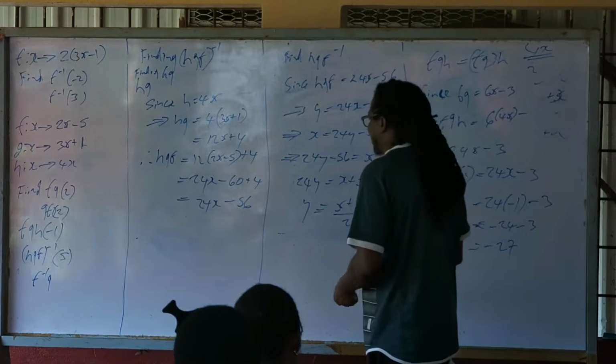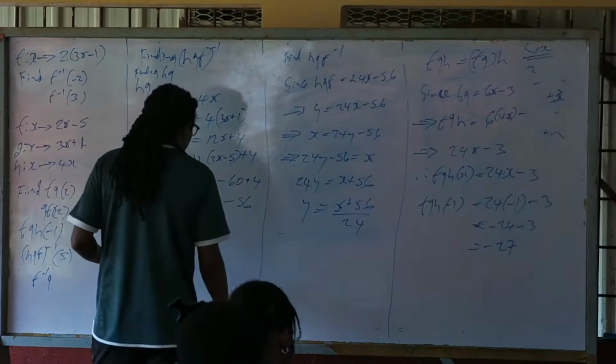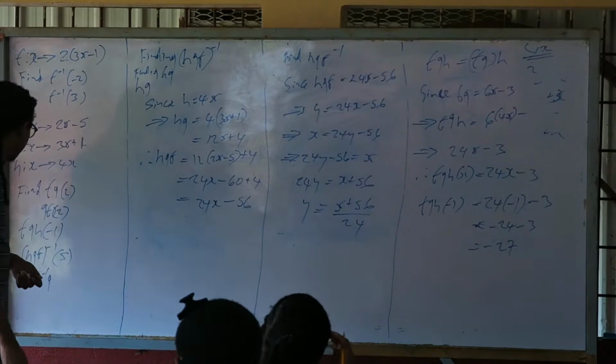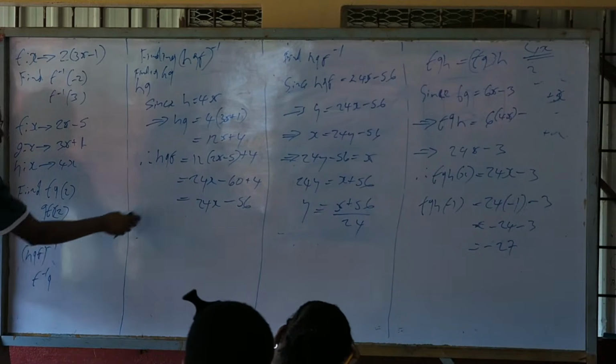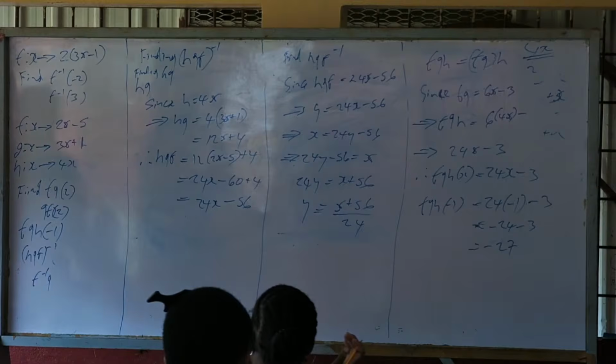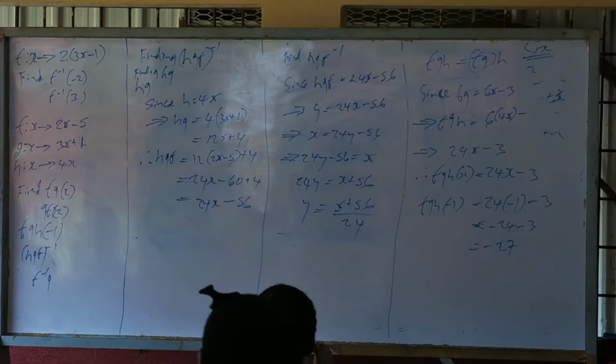How many say yes? Next one. f of g, so they never say 5. So we're not going further. If it is a 5, you just put the 5 in the answer and then we'll go further. f inverse g.